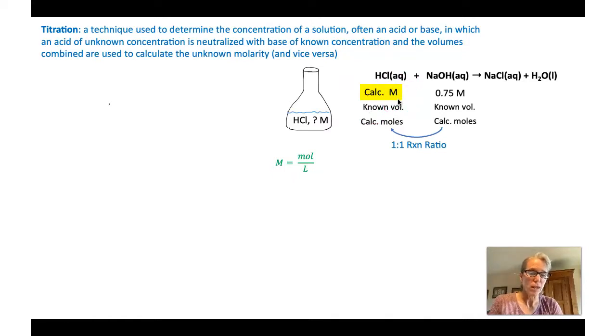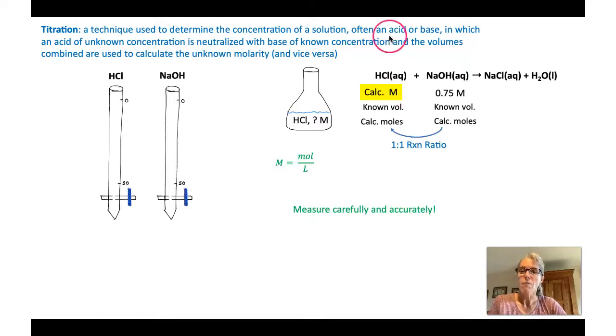Now, if we want to have really good results, there's a couple of things we need to do. We need to measure carefully and accurately. Well, obviously, what device is best for measuring volume? Well, a burette. Burettes are really handy devices that work really well in titrations.